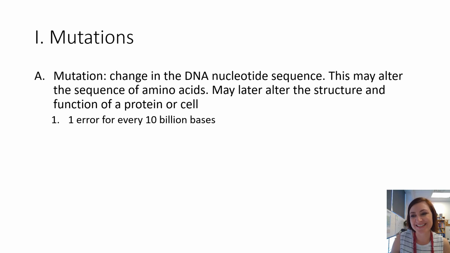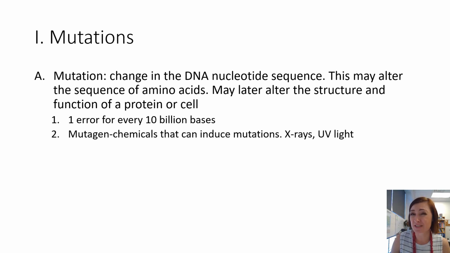Not many errors sneak through those proofreading mechanisms. It's pretty accurate. There are chemicals that can induce mutations. We call those mutagens. X-rays and UV light are also considered mutagens. So if you expose your DNA to certain chemicals or X-rays or UV light, read tanning beds, you are going to increase the number of those errors that are going to sneak through your DNA.